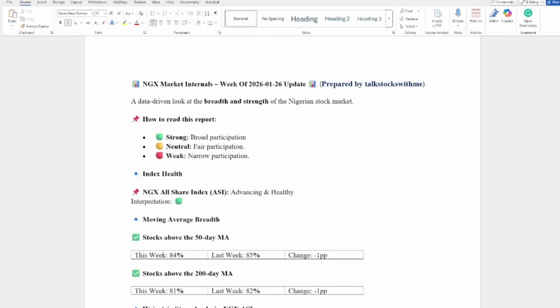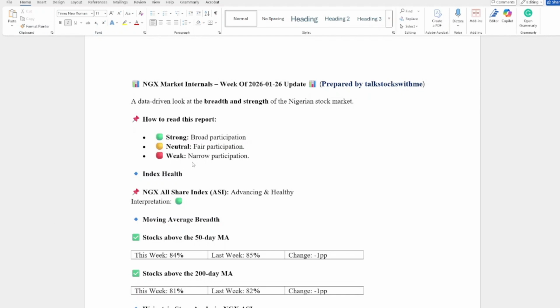The NGX Market Internal provides a data-driven framework to establish the breadth and strength of the Nigerian stock market, which is the ASI, the All Share Index. Remember, the ASI comprises 144 stocks across different sectors ranging from oil and gas, banking, insurance, industrials and consumer goods, right? We want to pull the curtains to see what is happening under the hood. Is the engine firing efficiently, or is it rotting? Is it getting stagnant? Is it becoming foul? That's what we are trying to understand with the NGX Market Internals.